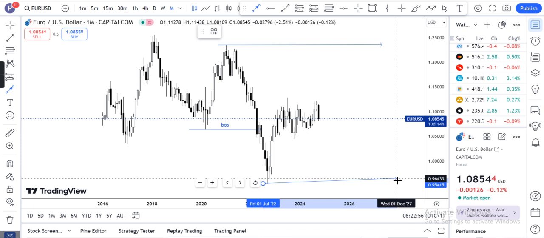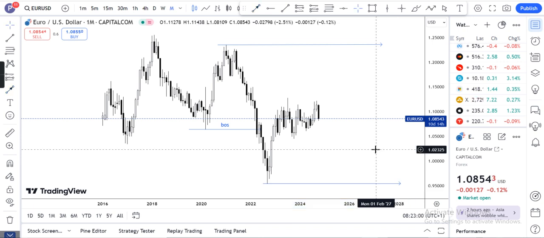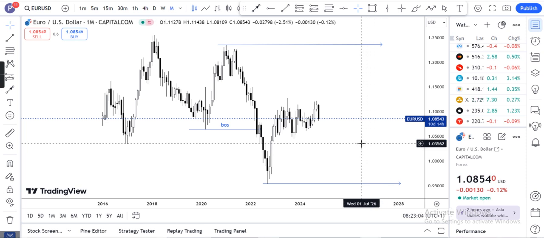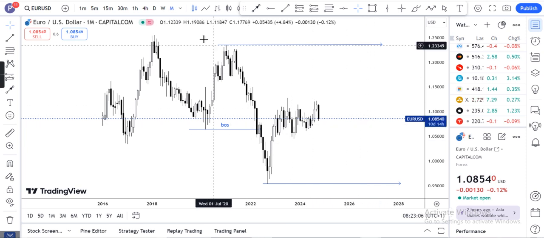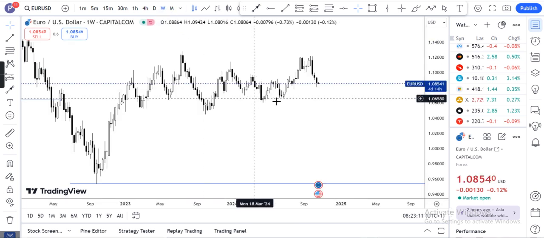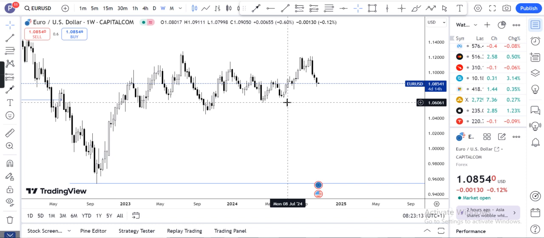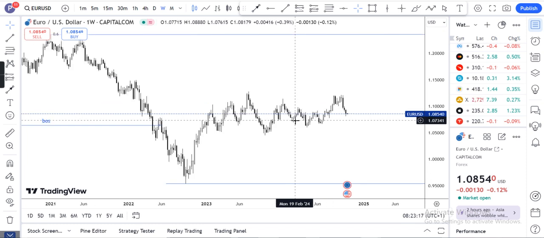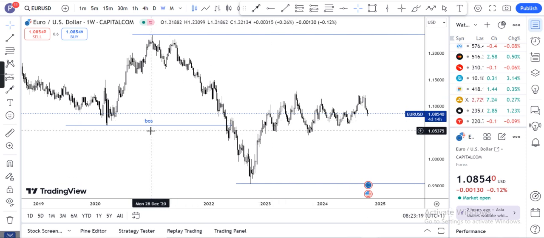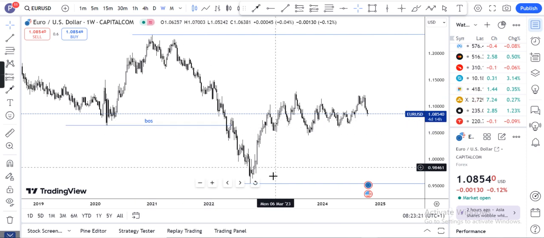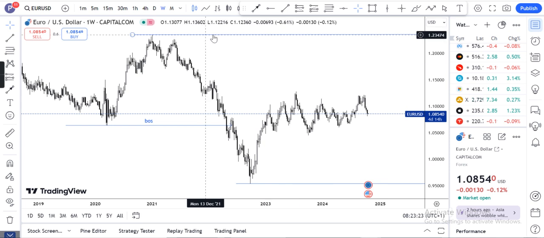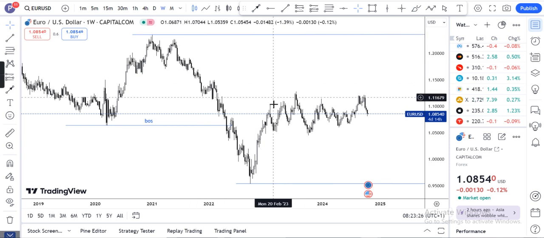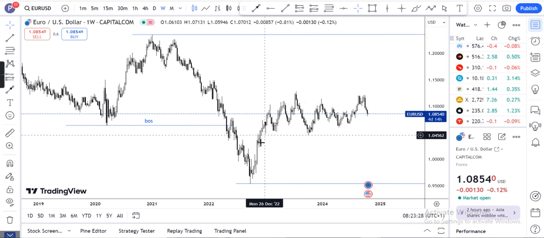So why do we need to note this down? We need to note this down because it's going to be very helpful information going forward. Now we can put it down to the smaller time frame. On the smaller time frame, which is our weekly time frame, you can clearly see that we have our break of structure. This is the lowest point market has gotten to, and this is the highest point market has gotten to.